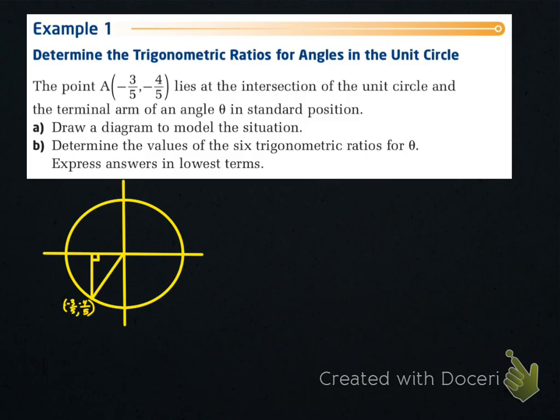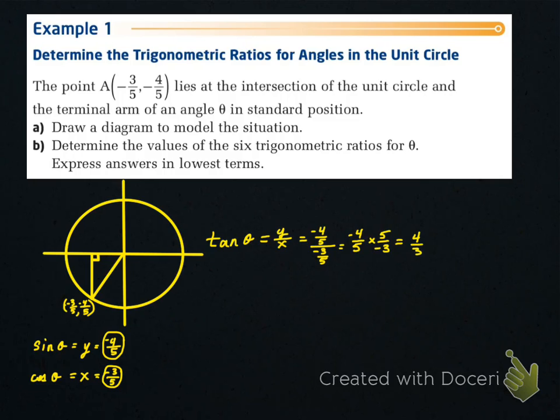Well, what do we know? We know that the sine of our angle is going to be the y value, which is -4/5. We know the cosine of our angle is going to be our x value, which is -3/5. And we know the tangent of our angle is going to be y over x, which is -4/5 over -3/5, meaning that we have to multiply by the reciprocal. The 5's are going to cancel. The two negatives are going to multiply together to give you a positive, and you're going to get 4/3.